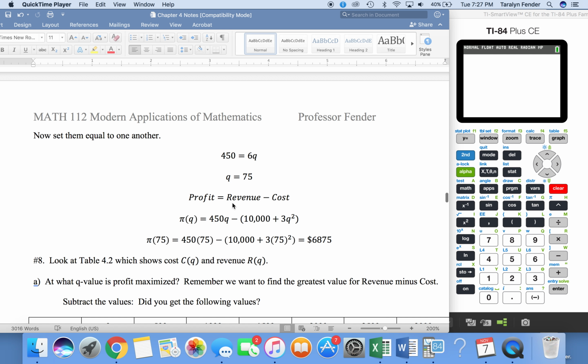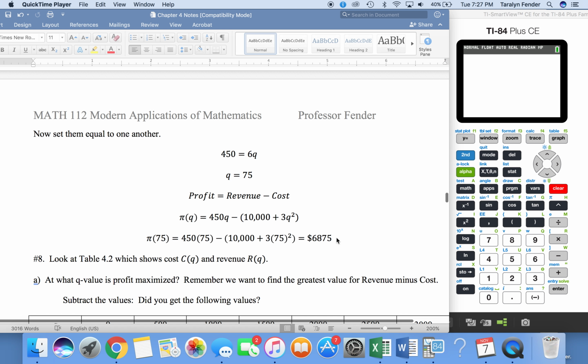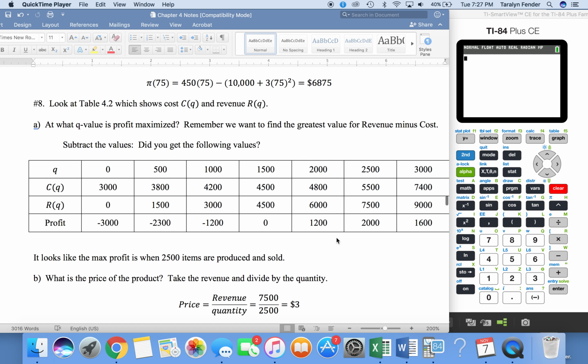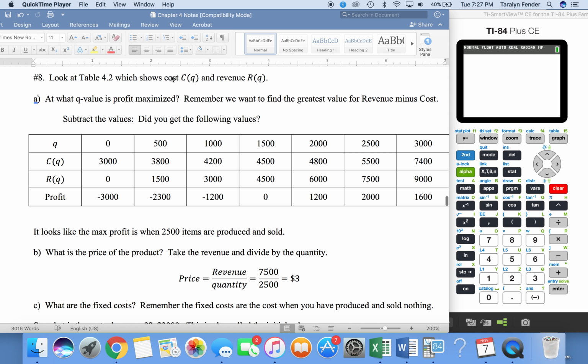So profit is equal to revenue minus cost. Profit is equal to 450Q minus 10,000 plus 3Q squared, that quantity. And then we plug in the 75 from the quantity to find our maximum profit. It is $6,875.